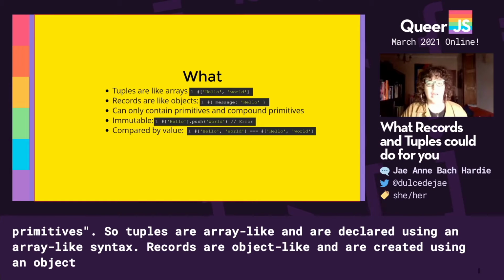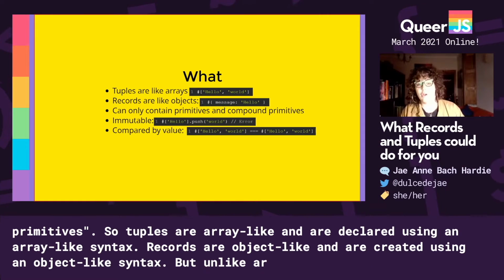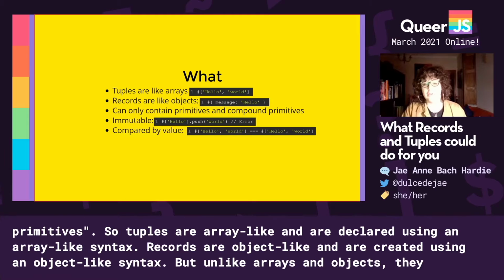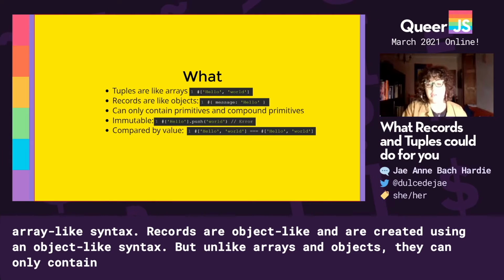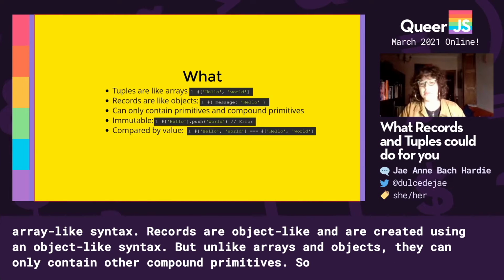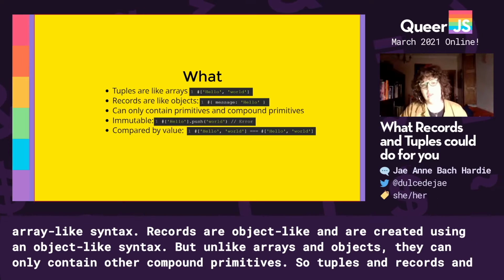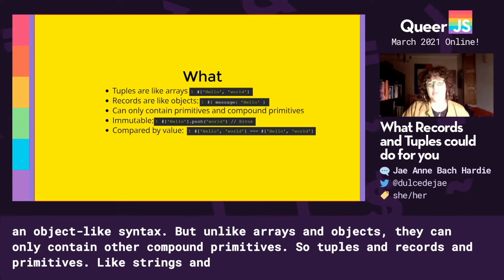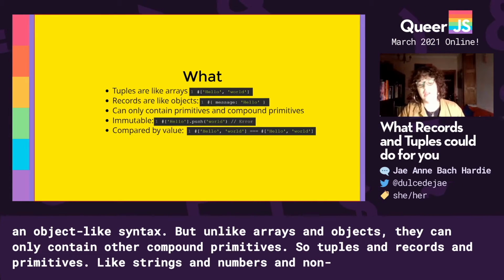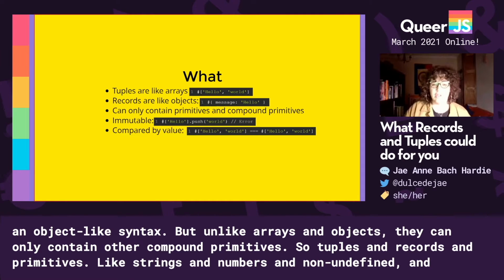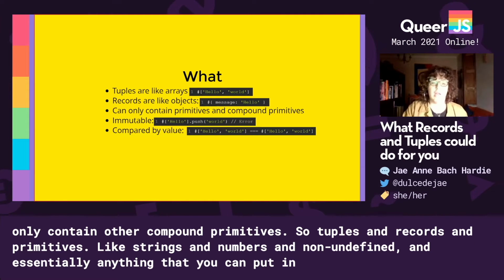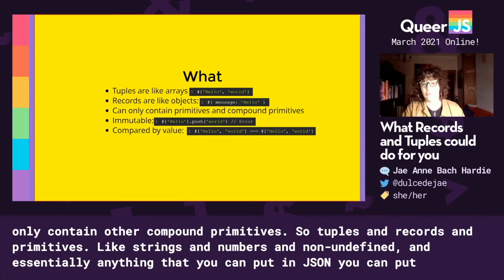But unlike arrays and objects, they can only contain other compound primitives, so tuples and records, and primitives like strings and numbers and undefined. Essentially anything that you can put in JSON, you can put in tuples and records, and everything in tuples and records can be put into JSON.